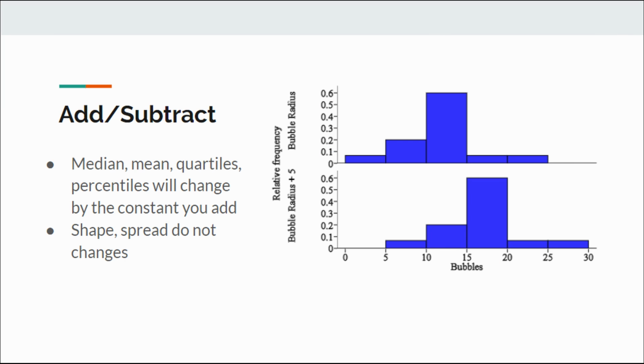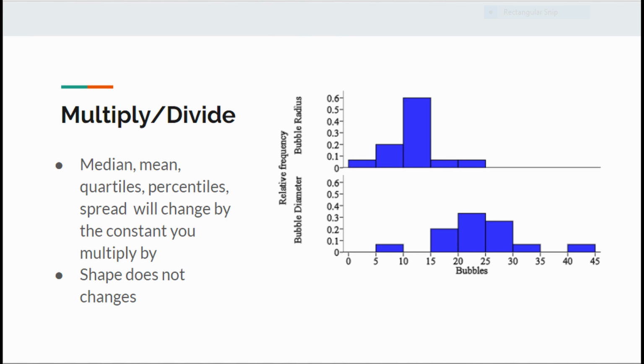When you're adding or subtracting a constant a, the measure of location changes, so the center, such as the mean and the median, and the quartiles and percentages will increase or decrease by that constant. Spread does not change, neither does shape, since the transformation is applied to all of the data points. When you're multiplying or dividing by a certain constant, the center, quartiles, percentages, and spread will all change by that constant, but the shape does not.